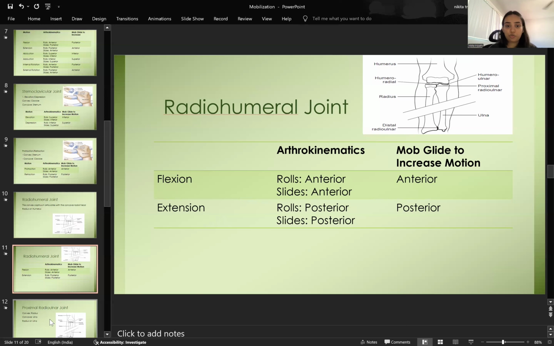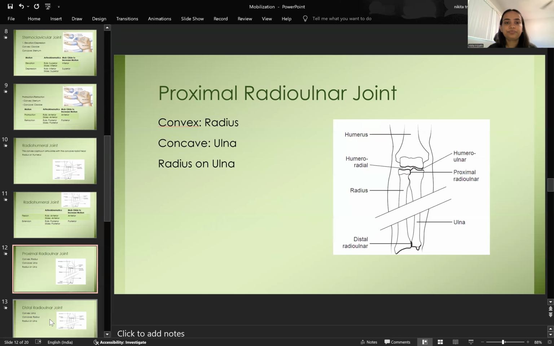Now, the next joints are the proximal radioulnar joint and the distal radioulnar joint. So at the proximal radioulnar joint, what happens? As the name suggests, some part of the radius comes in contact with the ulna. So movement happens at the radioulnar joint. Who is convex, who is concave? You see in the image, the radial head is convex, and it comes in contact with the concave ulna.